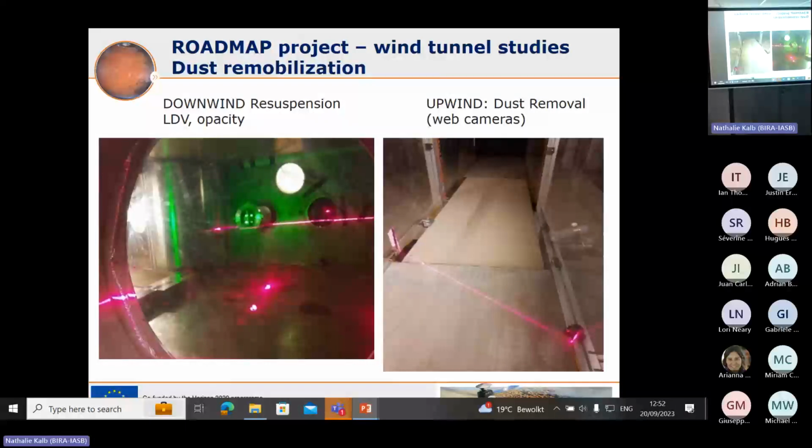So this is the setup we used for the roadmap experiments. So I think this was dust on a glued bed. I'm not sure. But anyway, it could also be a soft sand bed. We did both. We made a soft sand bed and put dust on it. And we also had a glued one and put dust on it. And then turned the wind up and saw what happened.